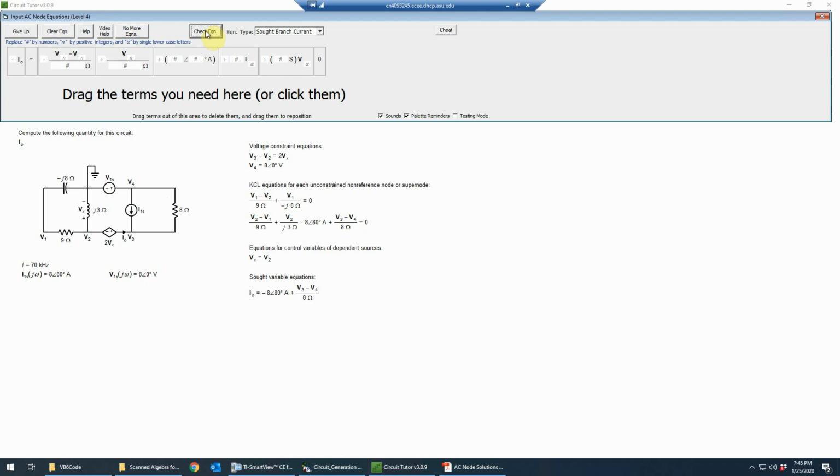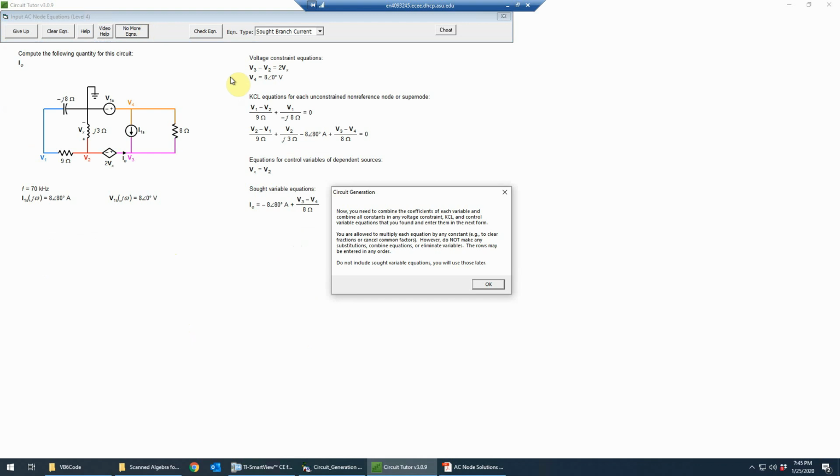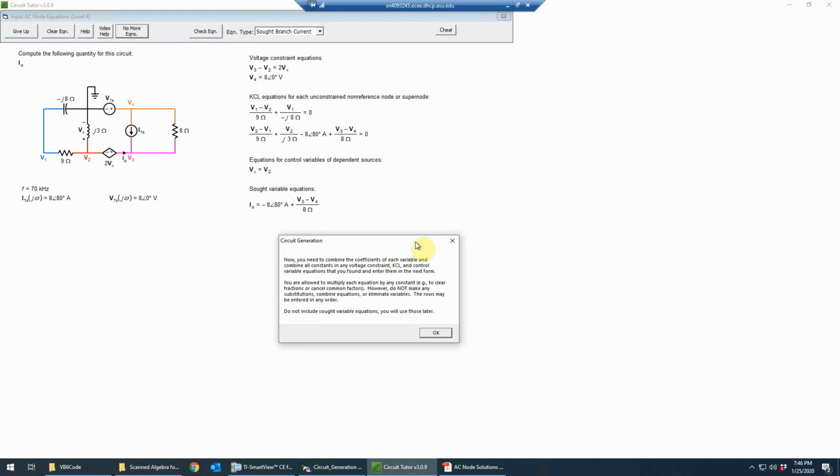That's probably the trickiest part of the problem, remembering that if the question is about nodal analysis, the answer is nearly always KCL. Okay, so now we have nearly all of the equations that we need for this circuit. So we'll just click No More Equations. And now, because this is a solution tutorial, we have to prepare to actually solve these equations so that we can compute the desired sought variable I naught.